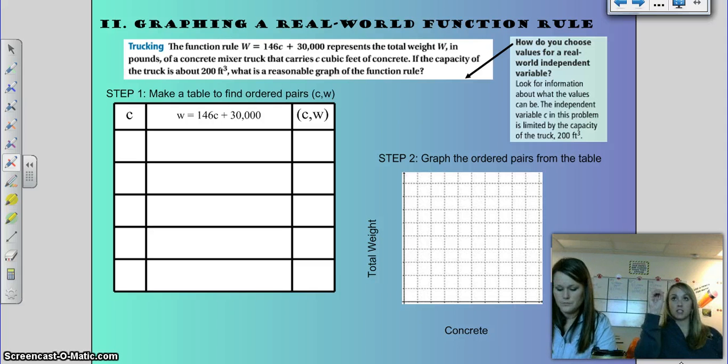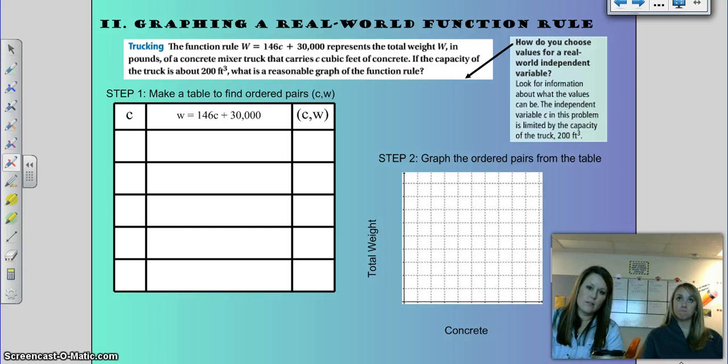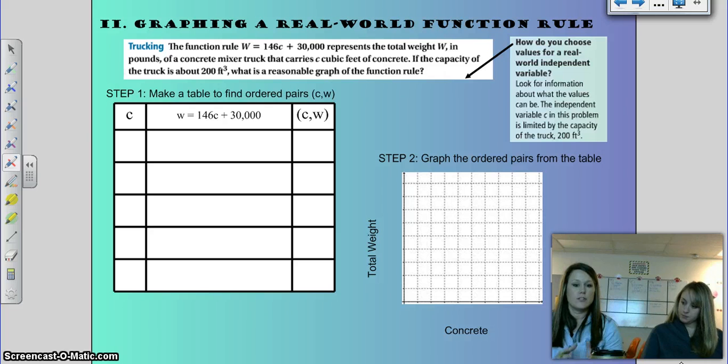So in our little box to the side, it says, how do you choose a real-world independent variable? Look for information about what the values can be. The independent variable C in this problem is limited by the capacity of the truck of 200 cubic feet. So we know that the weight depends on the concrete. Concrete is going to exist whether I have a lot of weight or a little weight. The concrete is there. So concrete is our independent variable. Weight depends on how much concrete there is.